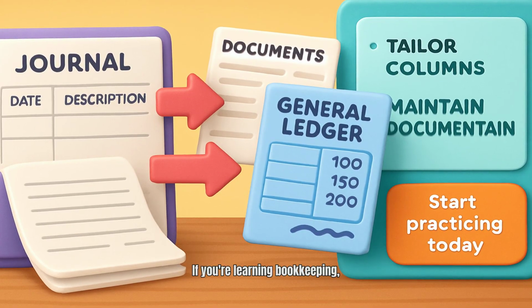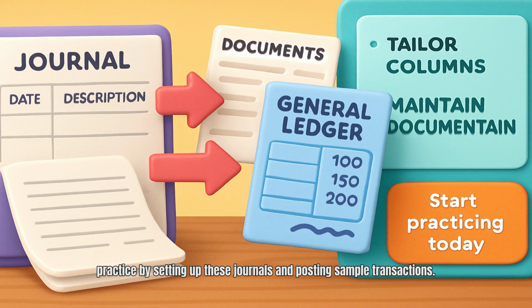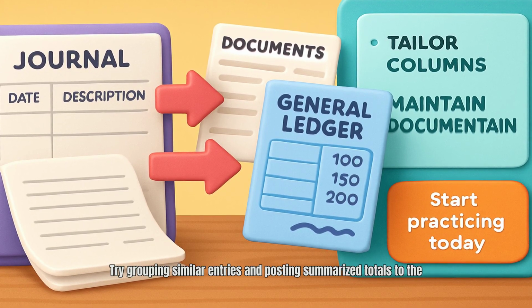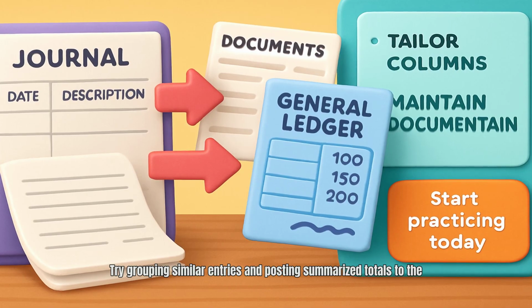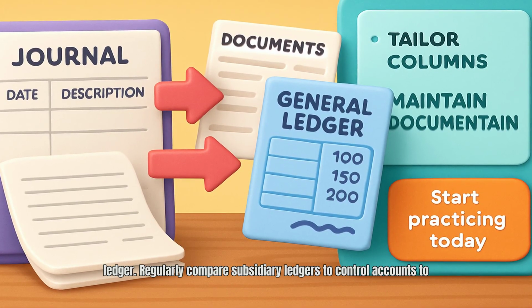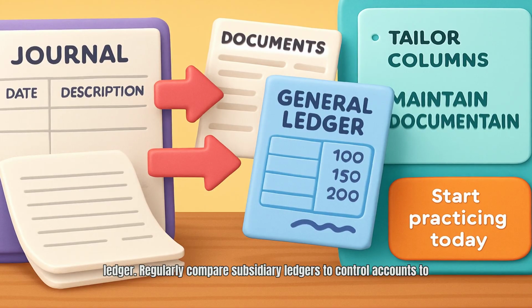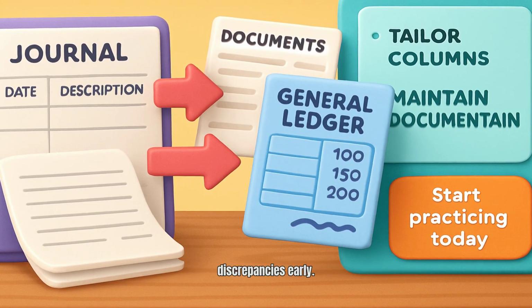If you're learning bookkeeping, practice by setting up these journals and posting sample transactions. Try grouping similar entries and posting summarized totals to the general ledger. Regularly compare subsidiary ledgers to control accounts to catch discrepancies early.